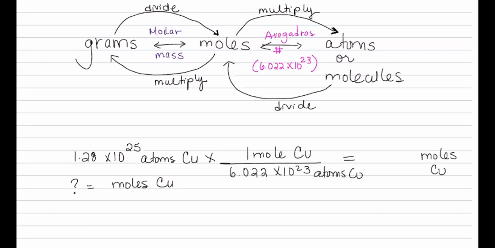When we do that, then the units of atoms of copper cancel each other and everything is in moles of copper. And that's where the 21.3 comes from.